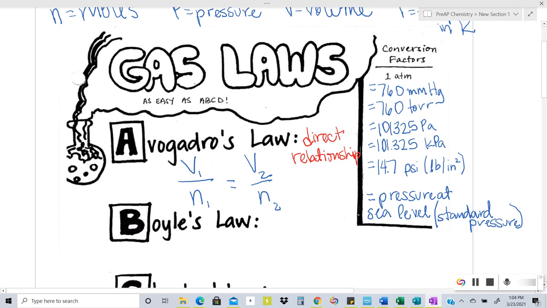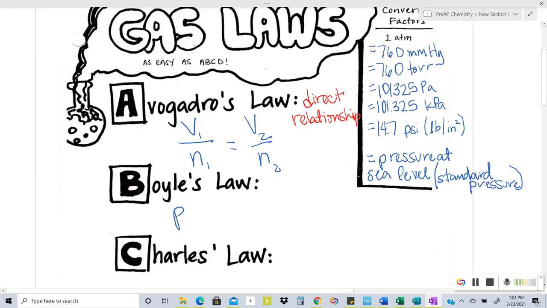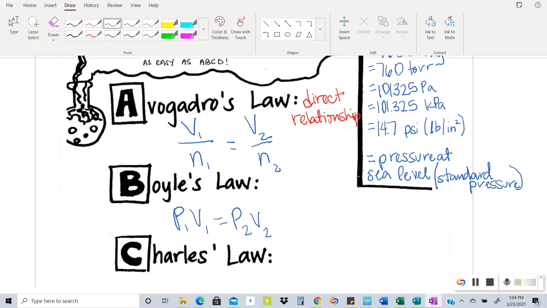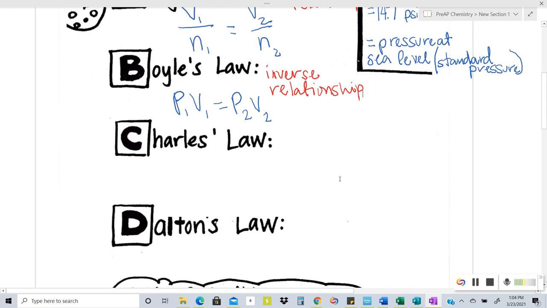Okay. Boyle's law is next. It's pressure and volume. Okay, and this one is an inverse relationship. That means if one goes up, the other one goes down. They do not go the same direction. Okay, Charles's law is V1 over T1. Okay, which again is a direct relationship.